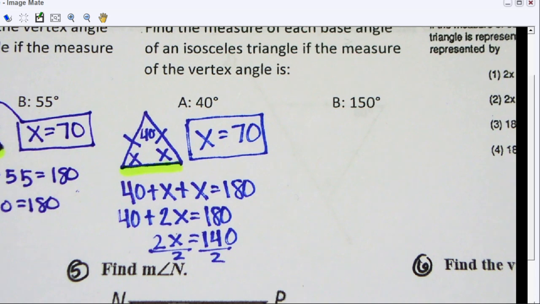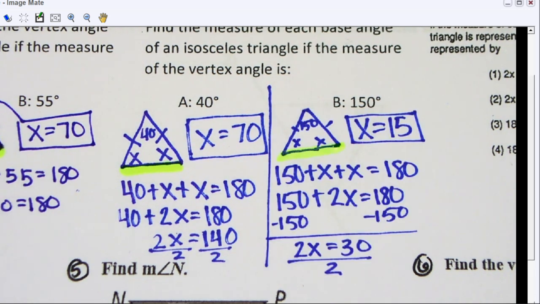So let's solve B. Take a second, draw the picture, write your equation. All right, so to do this problem, we should get 15. Remember, there's 2 base angles, so we've got to write x twice. The reason we write x twice is because we know that both of those base angles are the same, so we use the same variable. Right, they're the same, use the same variable.